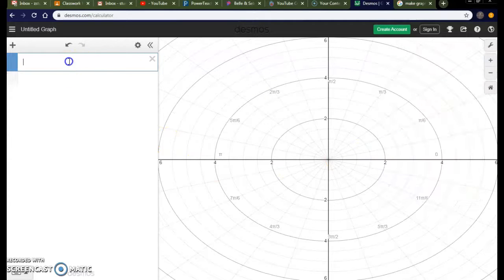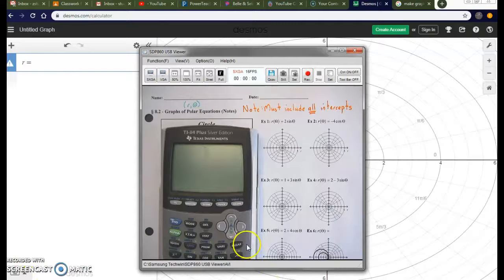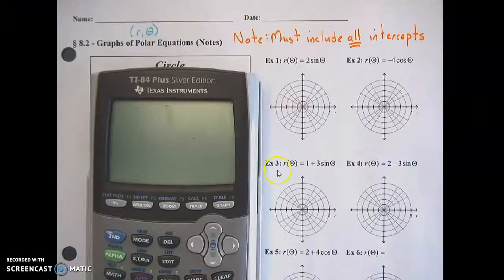Over here is where you're going to type in your equations. We know all the equations are going to be r equals, so we could put r equals in there, and then you would type your equation. What's kind of weird about this is you have to get the theta symbol. I'll talk about that in a second. I think it's easier to do on the graphing calculators.